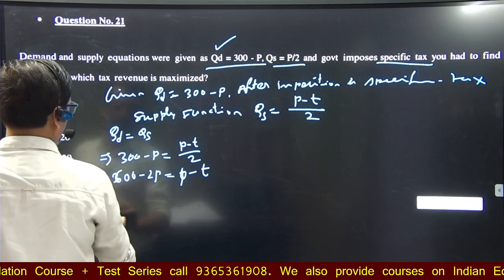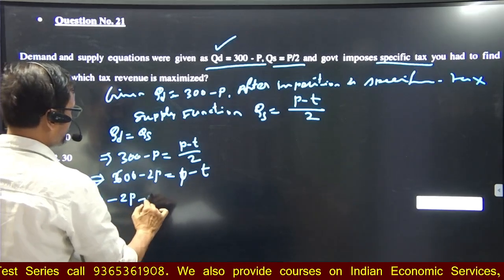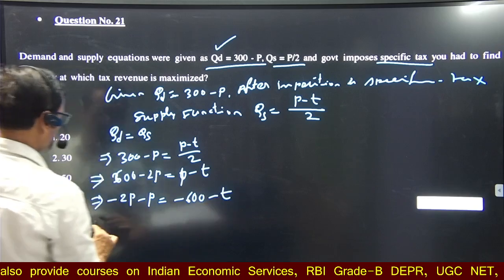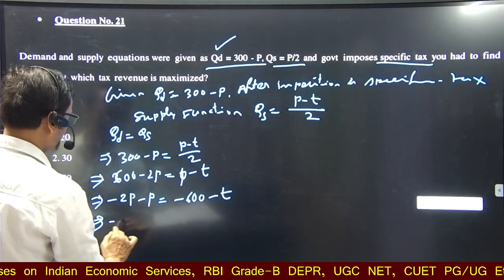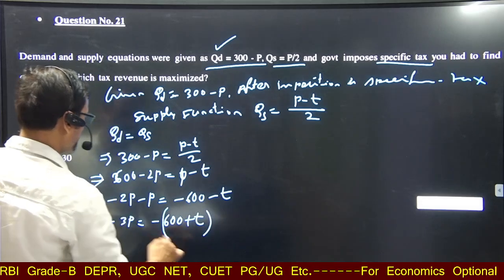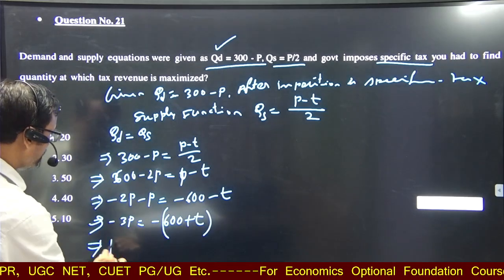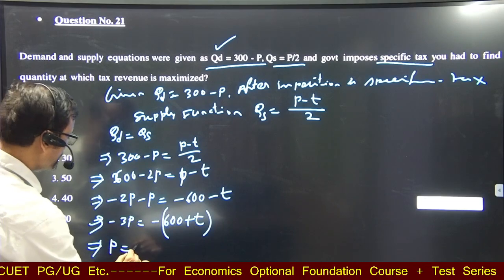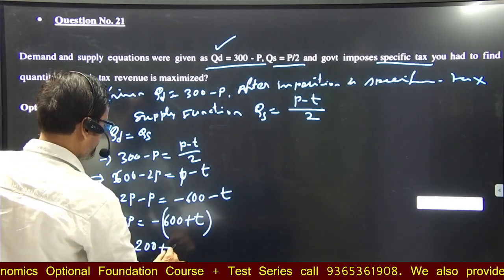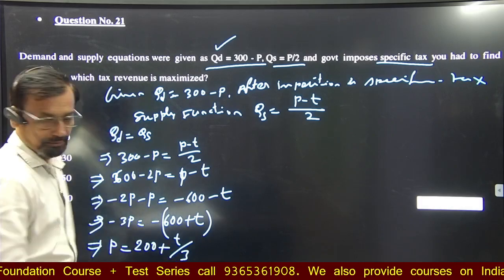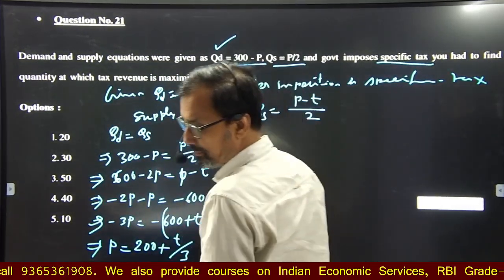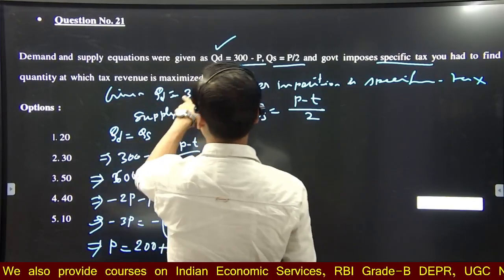So here minus 2P minus P is equal to minus 600 minus T, or minus 3P is equal to minus 600 plus T. Minus minus cancel. So P is equal to 600 divided by 3, that will be 200, plus T by 3. So this is the price. Now what will be the quantity? By putting the value of P in the quantity.